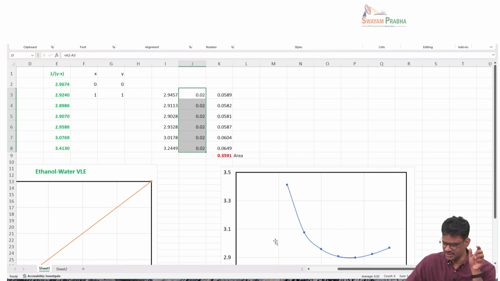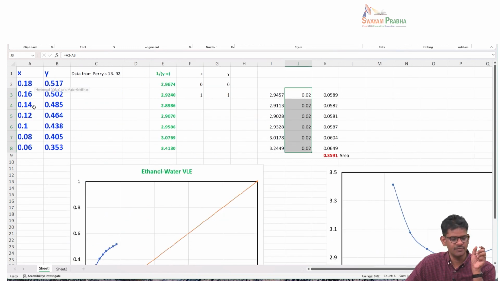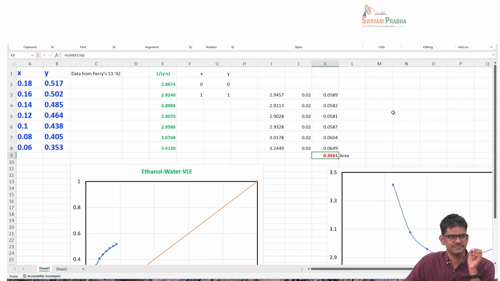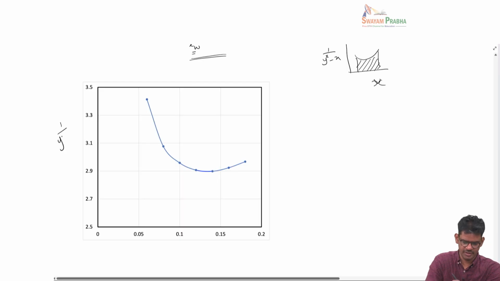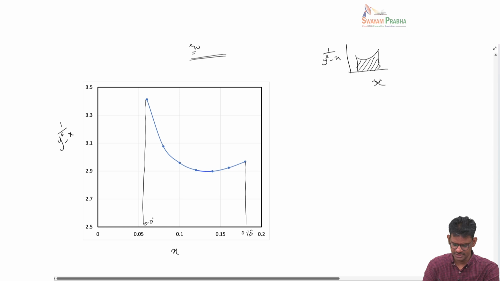In this case, the delta x is equally spaced. You can see here x is equally spaced at an increment or decrement of 0.02, and then I multiply the average height of this curve times delta x, and then I sum over this area. So I get something like 0.36. Okay. So you can use any other numerical technique to integrate this, but I used a very simple approach here. So this is 1 by (y star minus x), this is x, and this is 0.18, and this is 0.06, and we have obtained the area under this curve.